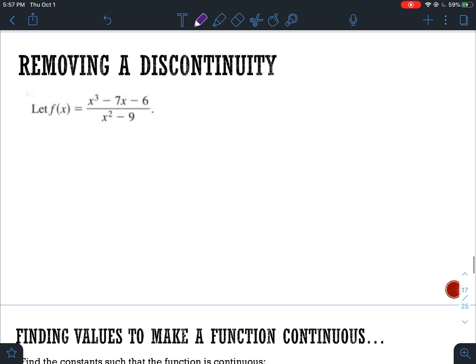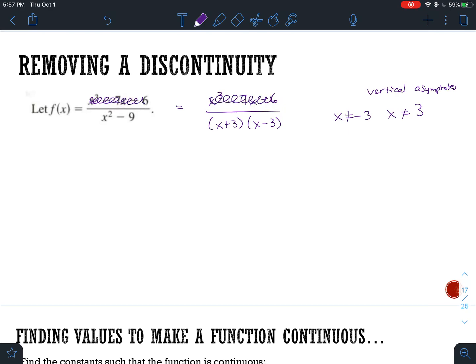So removing a discontinuity. How do we remove a discontinuity? So is this function going to be continuous everywhere? So we have x to the third minus 7x minus 6 over x plus 3, x minus 3. So this function is discontinuous at x equals negative 3 and x equals positive 3, right? It would have vertical asymptotes there. So what we would want to do, well, it's harder to remove a, let's change this to, nope, that wouldn't work. Let's change this numerator, and then I can show you how to remove a discontinuity.